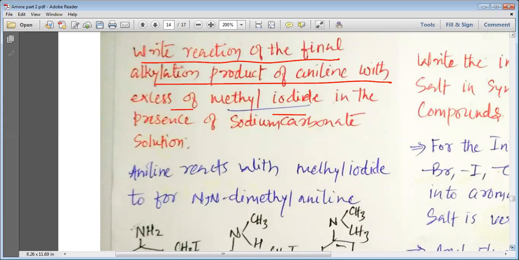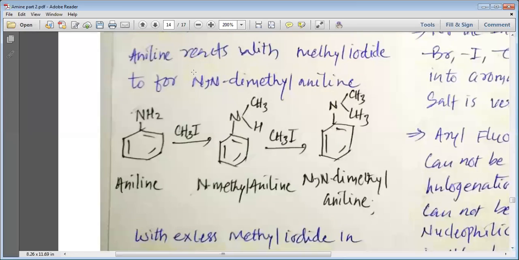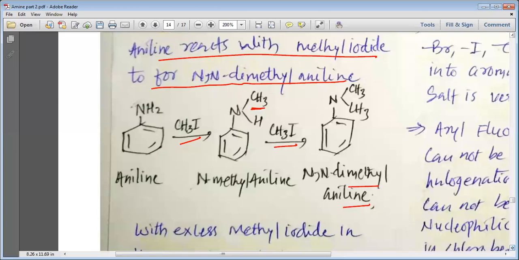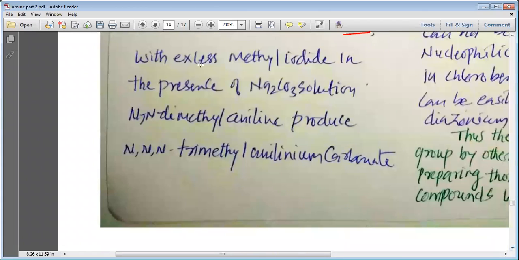You can see, my dear students, it's a very interesting reaction. Aniline reacts with methyl iodide to form N-methyl aniline. You can see that first, when aniline reacts with methyl iodide, one CH3 group is bonded. A second mole of methyl iodide will give us N,N-dimethyl aniline. So it is nothing but alkylation with excess of methyl iodide in the presence of Na2CO3 solution.